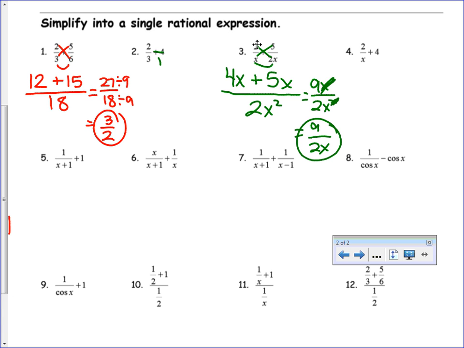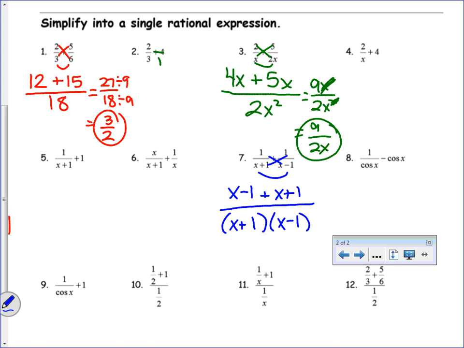Okay, it works as well for things like 5, 6, and 7. Okay, I'm going to show you number 7. So you're going to cross multiply this way. 1 times x minus 1, guys, 1 times anything is just itself. So it's just x minus 1. Don't forget your plus sign. And then do 1 times x plus 1. That's exactly the same. All of that's going to be over those two multiplied together. Okay, I'm just going to write them in parentheses for now, like this.